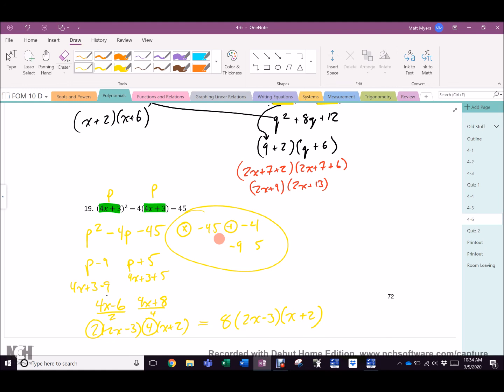Everybody cool? Tomorrow I'm going to give you a quiz on factoring. It will be heavily weighted towards GCF, because GCF we use all the time. Then expect at least one of every other kind of factoring. All right? We'll do that tomorrow, because tomorrow's a short day.